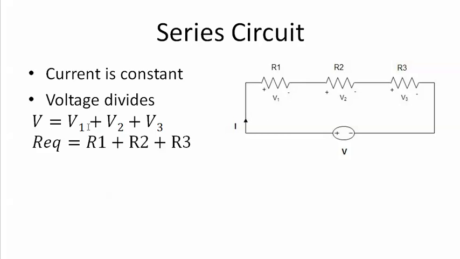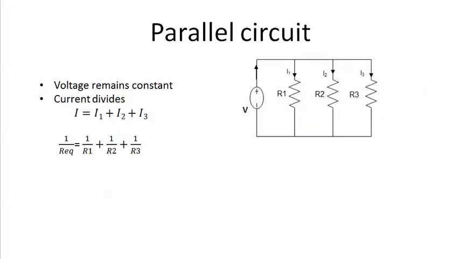So here voltage divides. V is equal to V1 plus V2 plus V3. The equivalent resistance is given by R1 plus R2 plus R3. Going to parallel circuit. Here in parallel circuit, the current divides, but the voltage remains constant. So here I is equal to I1 plus I2 plus I3, and 1 by R equivalent is equal to 1 by R1 plus 1 by R2 plus 1 by R3.